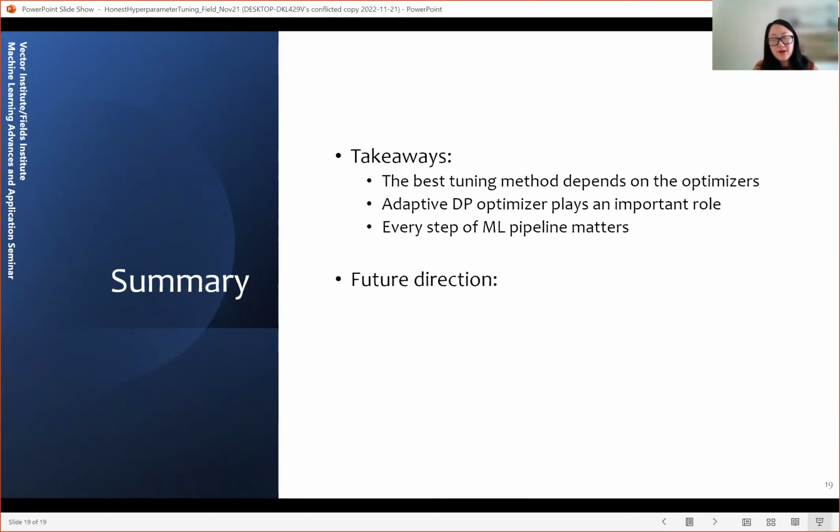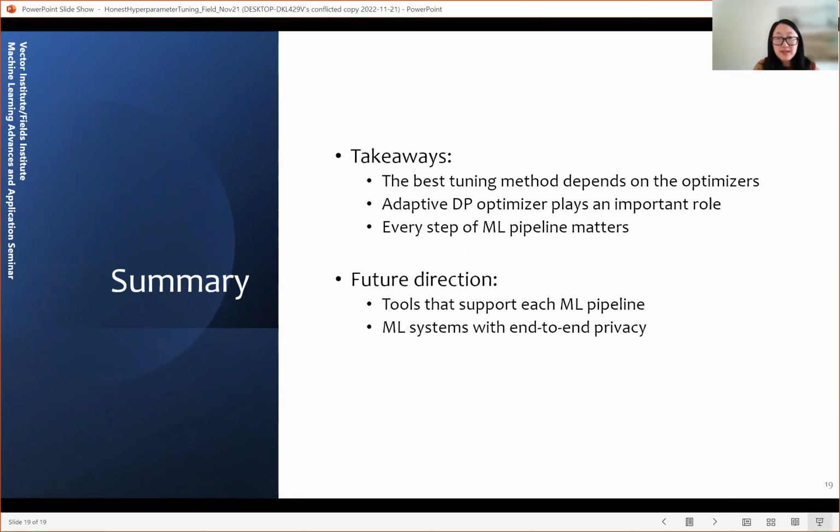And the future direction will still focus on the tools that support each machine learning pipeline, and we want to really build up end-to-end systems that ensure privacy guarantees for non-privacy experts.